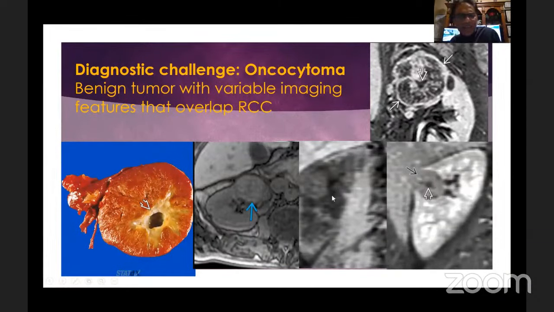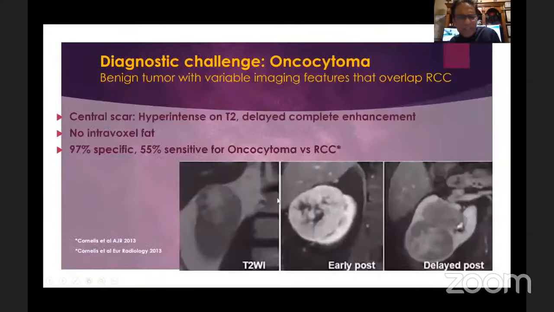Another unique feature of these tumors is the scar doesn't enhance initially, but on delayed imaging, the scar will show enhancement, which will help you differentiate between the renal cell carcinoma and oncocytoma. The central scar, hyperintensity on T2 of central scar, delayed and complete enhancement.